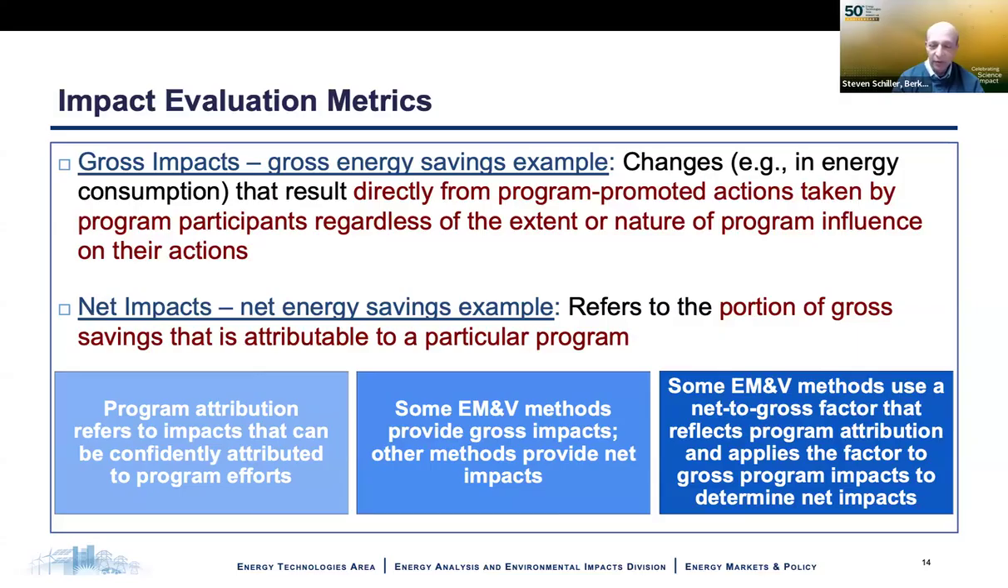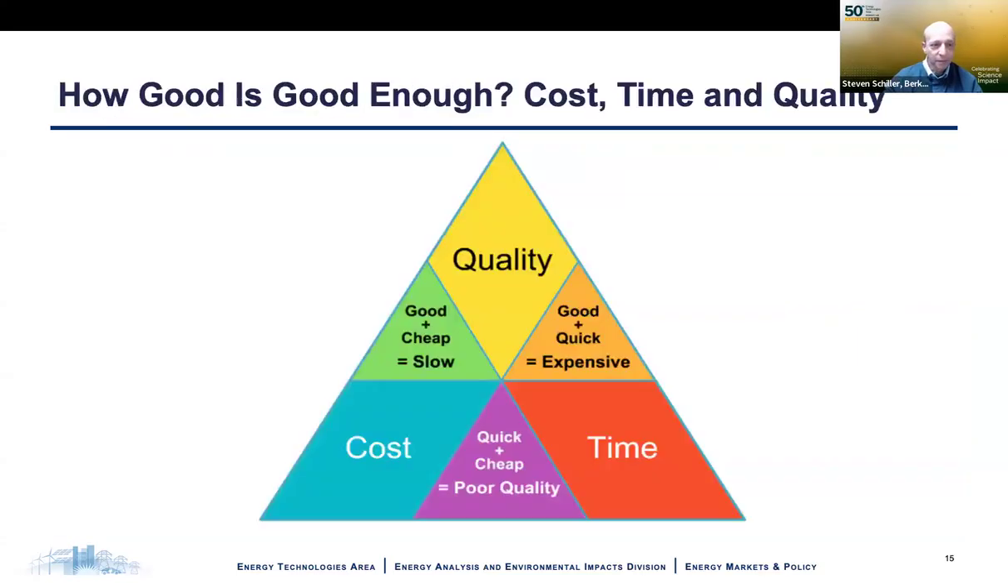Some EM&V methods provide gross impacts, some provide net impacts, and sometimes when you just have gross impacts, there'll be a factor that's just added in to come up with a net value. And that gets us to that how good is good enough thing.